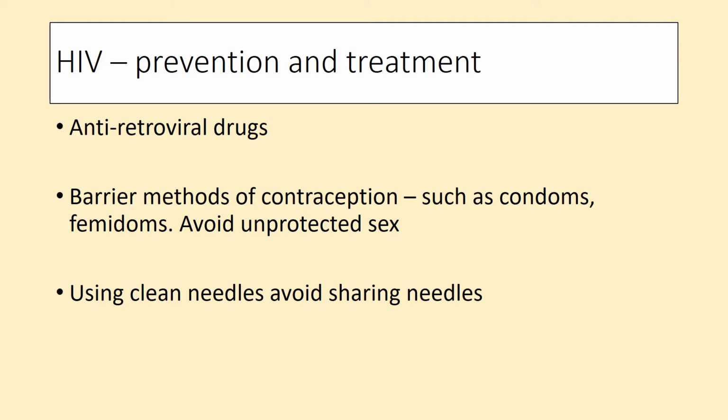So HIV prevention and treatment. While we can treat a person with HIV using antiretroviral drugs, these can be quite damaging to the body. If HIV is spread through sex or through bodily fluids, a person can use methods of contraception to avoid unprotected sex. And again, remember, HIV can be spread through blood transfusions or things that have had blood in them. So if you can avoid sharing needles and use clean needles, that would be another way of preventing HIV being spread between people.